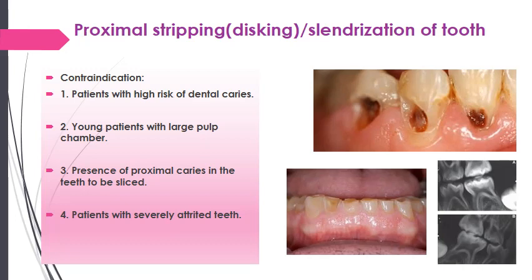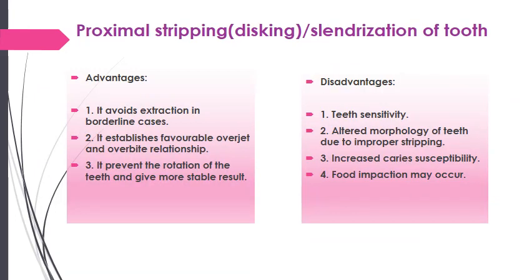Stripping is contraindicated in patients with a high risk of dental caries, or in young patients with a large pulp chamber, as we can see here from this periapical radiograph, or when the patient has proximal caries in the teeth that are going to be sliced, or in patients with severely attrited teeth.